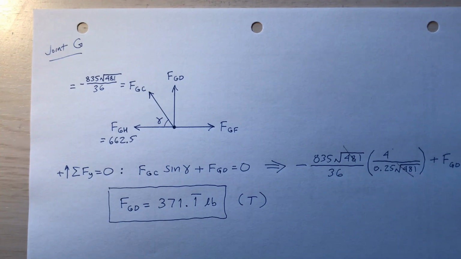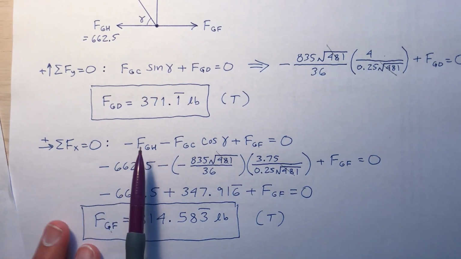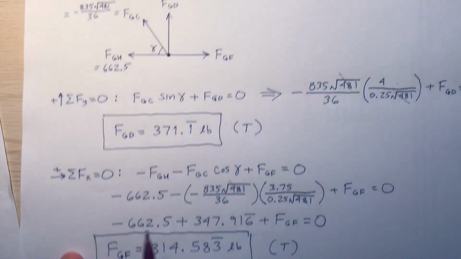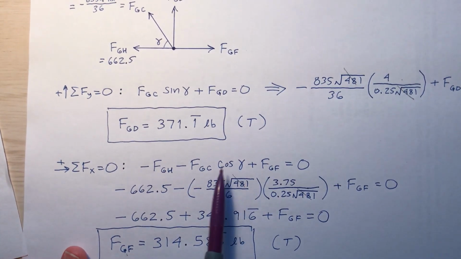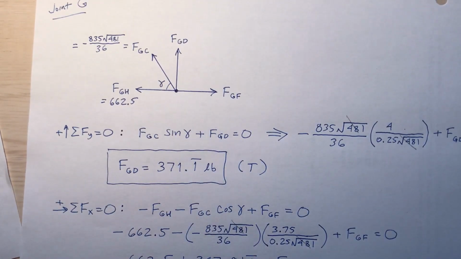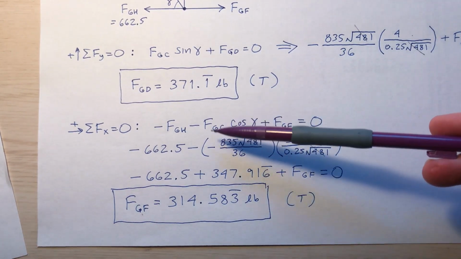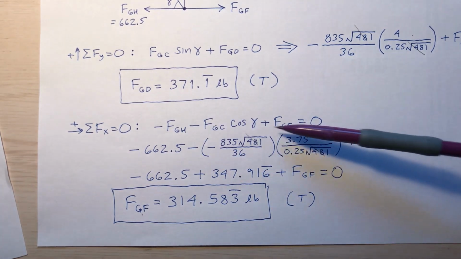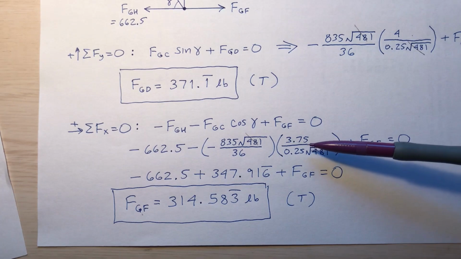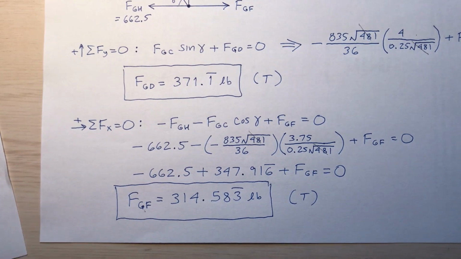And now I'm going to find the sum of the forces in the x direction. So, negative F sub GH, that's this bar force, minus F sub GC cosine gamma, the horizontal component of this vector, plus F sub GF, that's the force in member GF, is equal to 0. I stick in all the appropriate numbers. F sub GC, be careful, you need the double negative here. And then cosine gamma, that's one of the special triangles that I designated earlier in the video. And then F sub GF is the unknown. I back it out. F sub GF is 314.58 pounds approximately. That's in tension.